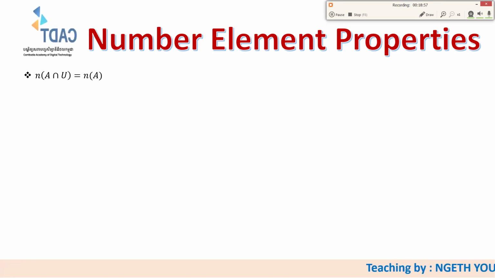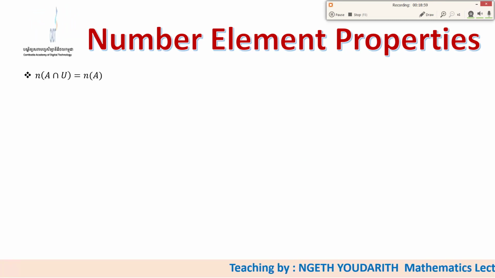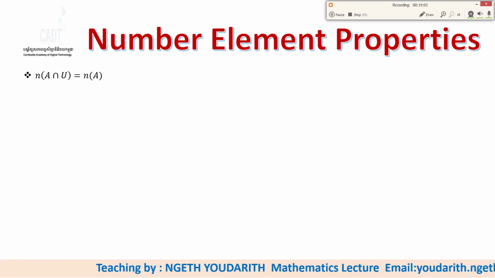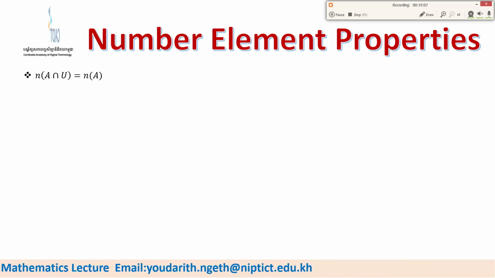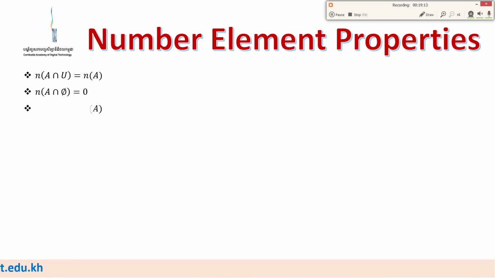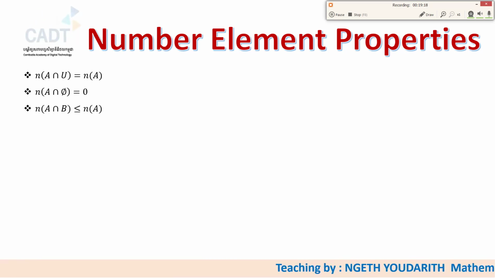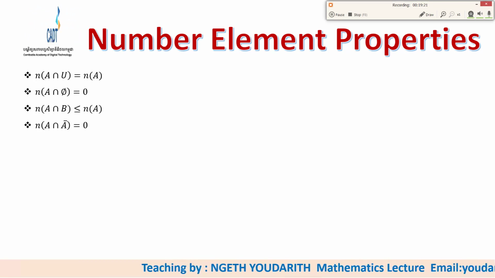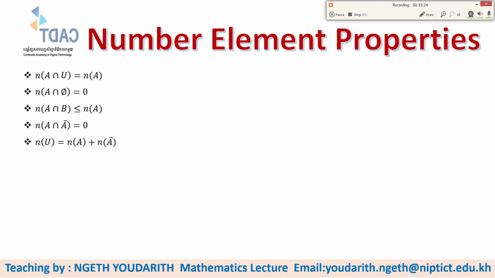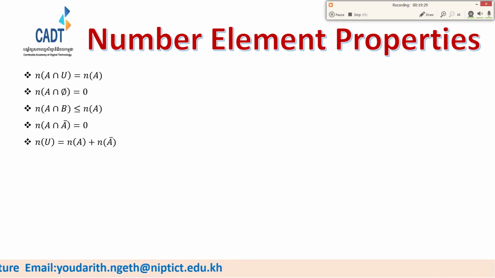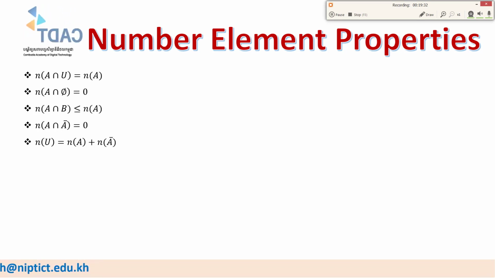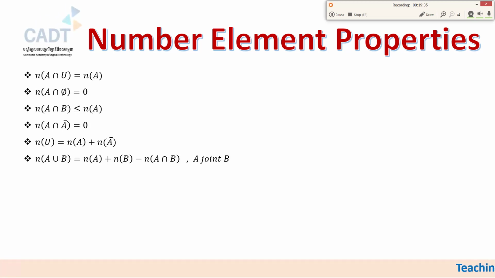This is the number of elements property, or we can call it the cardinality. The number of elements of A intersection with U is equal to the number of elements of A. The cardinality of U is equal to the cardinality of A plus the cardinality of A complement.